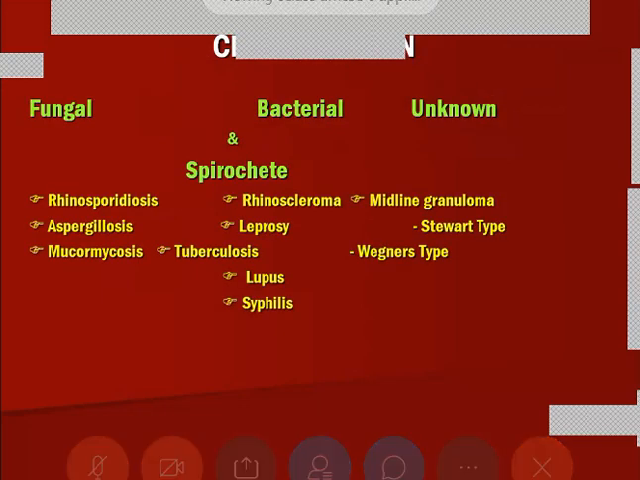So coming to the classification, it can be fungal, bacterial, or spirochetal, or unknown. These are all the things which can give rise to chronic granulomatous diseases. Fungal is anything like aspergillosis or mucormycosis, any superficial mycosis or invasive mycosis.